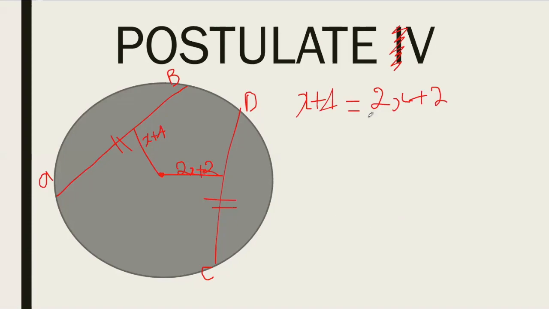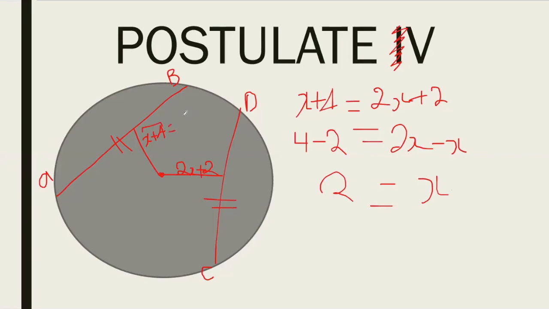So, x plus 4 equals to 2x plus 2. I-move mo yung x sa kabilang side. So, magiging 2x minus x, 4 minus 2. So, yung x mo ay 4 minus 2, which is 2. So, i-check natin. So, 2 plus 4 is 6, and 2x plus 2. So, 2 times 2, 4 plus 2 is 6. So therefore, chord AB, dahil equidistant sila, congruent din sila. So kung chord AB halimbawa ay 12 centimeters, ibig sabihin chord CD ay 12 centimeters din.